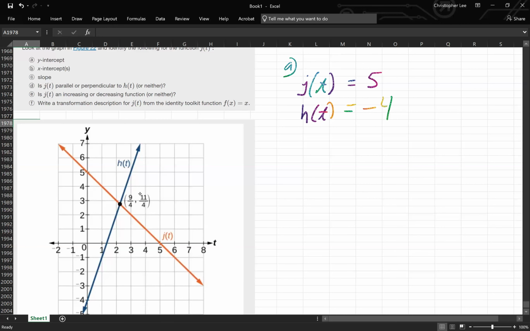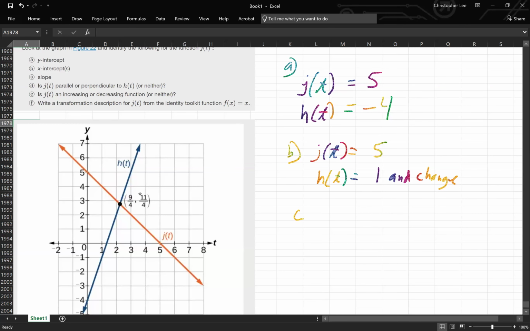X-intercepts, a little bit harder now. So what's the x-intercept for J of t? J of t is the orange one, of course. 5. Very good. What is the x-intercept for H of t? That's the blue. 1 and change. I honestly can't tell, so I'm literally going to write that.